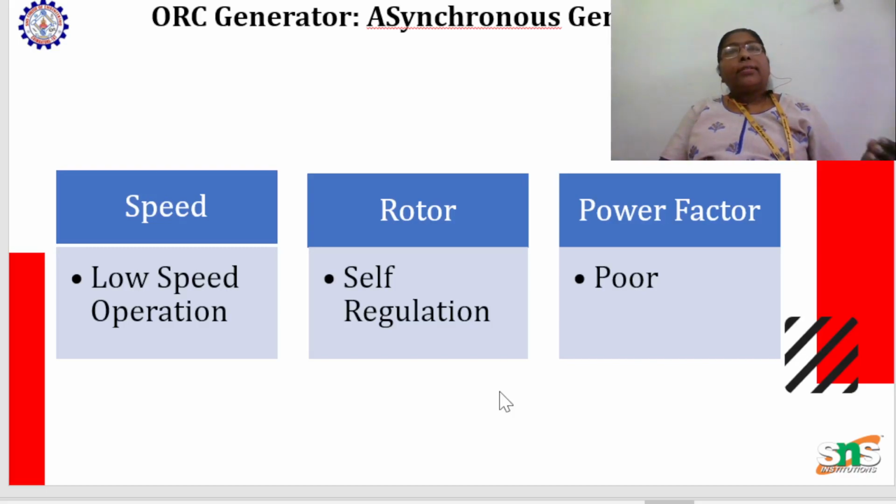And the second thing is that asynchronous generators need to be operated at a very high speed. It is above synchronous speed, slightly above the synchronous speed. And if it is going to be a generator, then you need to have regulation units to establish the RMF initially. All those issues are there. And the output power that is going to be generated out of an asynchronous generator is going to be of low power factor.